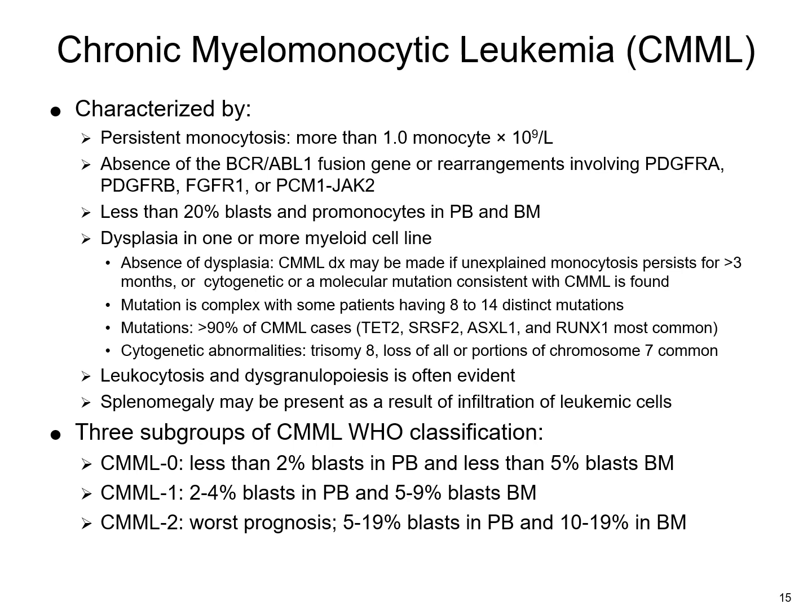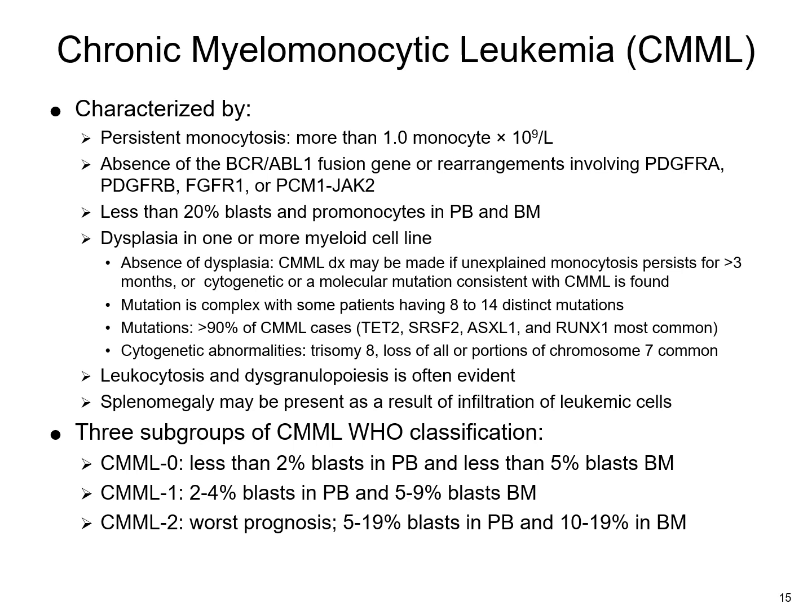The cytogenetic abnormalities that can also be present include trisomy 8, as well as the loss of all or portions of chromosome 7, which are very common as well. Leukocytosis and dysgranulopoiesis are often evident, and the patient can have splenomegaly, which is due to an infiltration of those leukemic cells within the spleen.